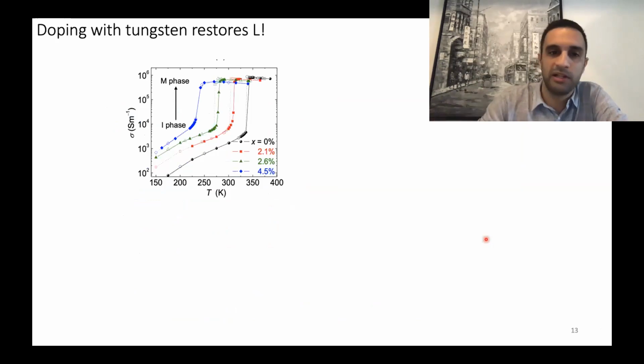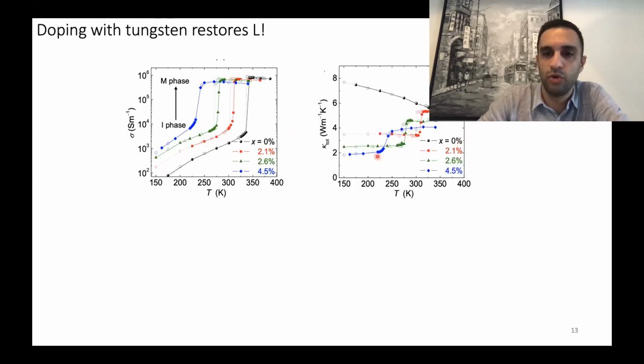Now, here's where the material science comes in. What we found is that when you start doping this material with tungsten, with a doping concentration anywhere between 0 and about 4.5%, your metal insulator transition temperature, noted by these vertical lines here, changes. For pure VO2, this happens at 340 Kelvin. As you start putting tungsten inside, this metal insulator transition temperature decreases. But what also happens is that you restore your jump in the total thermal conductivity.